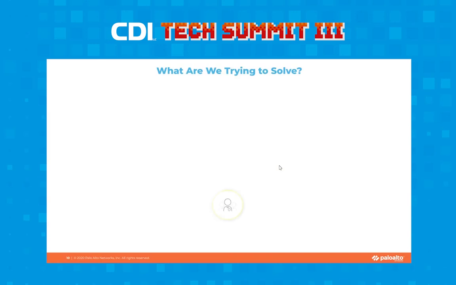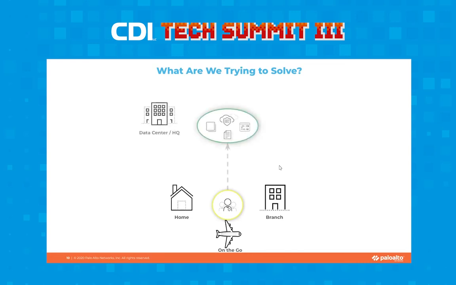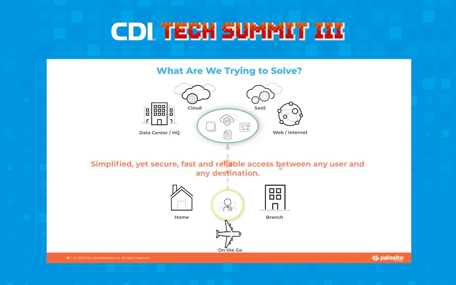What are we trying to solve? What we're trying to solve for is what I said before. We've got users, and it doesn't matter where they are, at home, on the go, or in the branch. And what they're trying to access could be anywhere: data center, cloud, SaaS, and web. So what we're trying to solve for at the highest and simplest possible level is simplified yet secure, fast, and reliable access between any user and any destination. It's that simple.